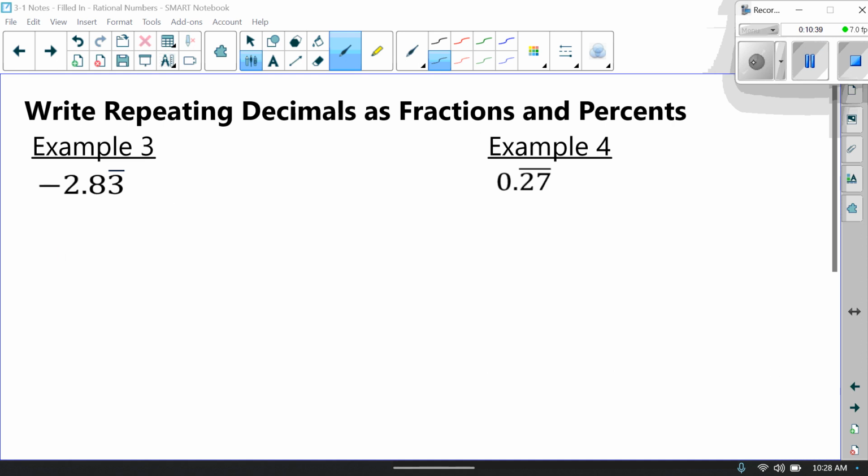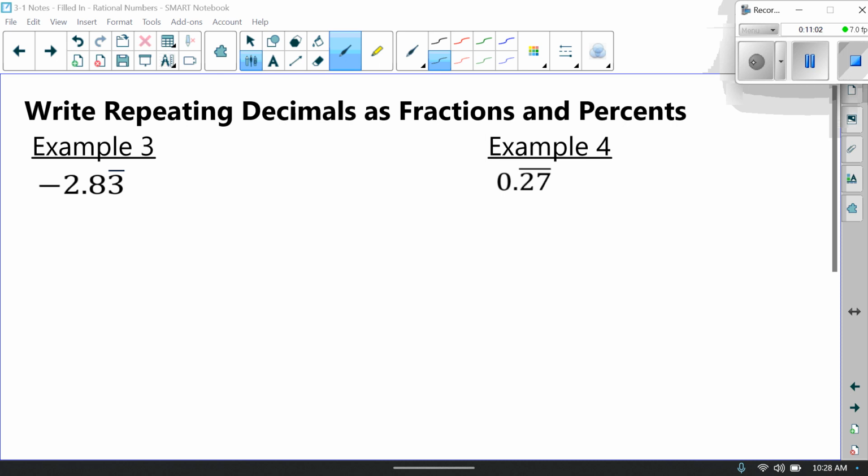So now we want to write repeating decimals as fractions and percents. Now, you guys, this is very involved, okay? There are a lot of steps in this, okay? In order to change a repeating decimal to a fraction, we got to do some subtraction. We need to do some canceling out. We have to do all kinds of stuff, okay?